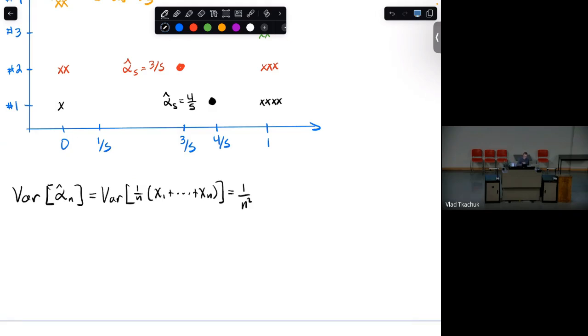Then comes a crucial step: since these random variables are all independent, the variance of the sum of things is equal to the sum of the variances. Independence is critical for this, so I'm going to write that we are using independence here. Now we have the sum of the variances. That will look like the variance of the first random variable x1 all the way up to the last one.